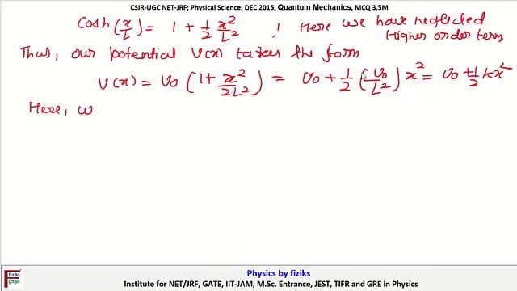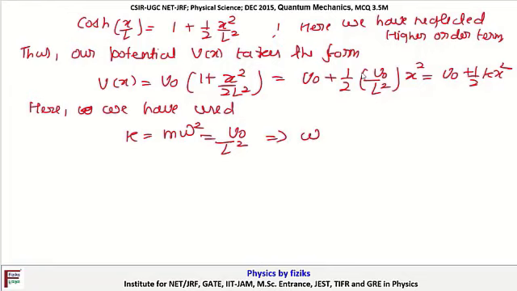And here we have used k is equal to m omega square is equal to V0 by L square, which implies omega is equal to root over V0 by m L square.